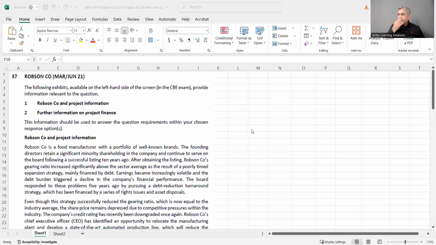Okay, the question is Robson Company. This is actually an ACCA exam question, but I've taken it from the Kaplan kit. I mean, this is question number 37 in the Kaplan AFM practice kit, but essentially it is a question from the ACCA exam.